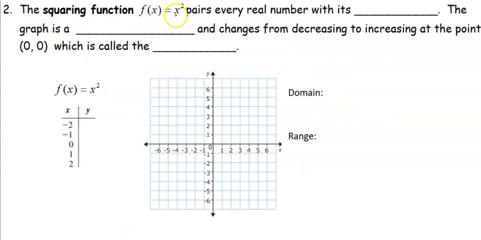So this is my squaring function right here, x squared. Whenever this is the highest term, the squaring function is going to pair every real number with its square. We are going to make a parabola, my favorite math shape, because this lets us watch satellite TV. Every satellite dish is a parabola. There's a parabola. And it changes from decreasing, meaning as we read it from left to right, we go down, to increasing, as we read from left to right, our graph goes up. At that point 0, 0, which is called the vertex.